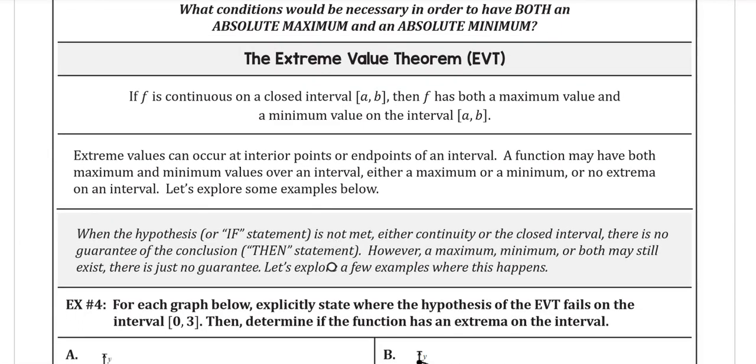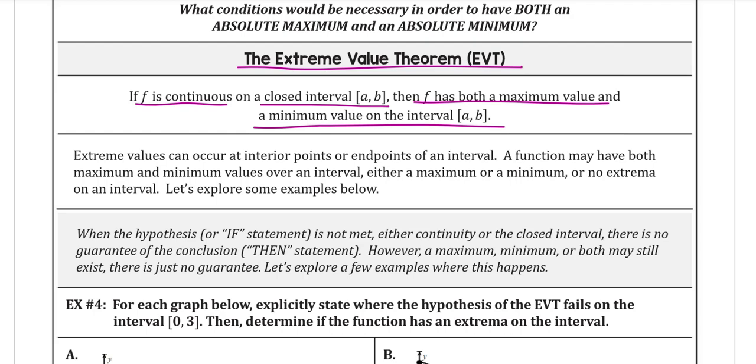Okay, so what conditions would be necessary in order to have both an absolute maximum and an absolute minimum? Because that has to happen sometimes, but not all the time. So is there a way to determine that? That is where our extreme value theorem, our EVT, comes from. These conditions have to be met, and you want to make sure that you remember them and include them on any question. If f is continuous on a closed interval, then f has both a maximum value and a minimum value. It has to. If it's continuous, it has to have a highest point and a lowest point.